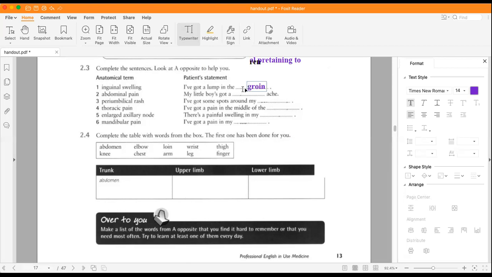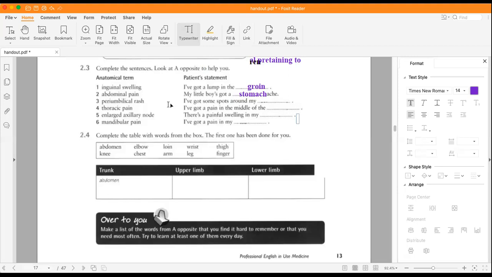All right. Number two, abdominal pain. "My little boy's got a stomachache." Stomachache is one word, all right? There is no space between stomach and ache. So abdominal means stomachache. As you can see, there is no space. It's just one word.